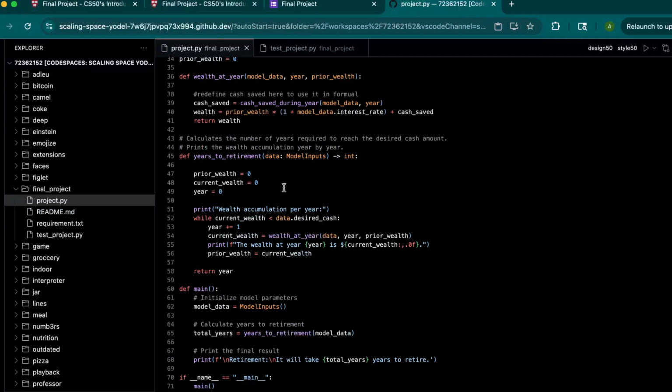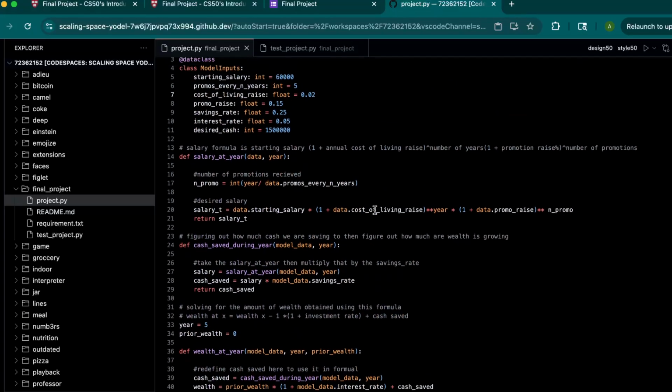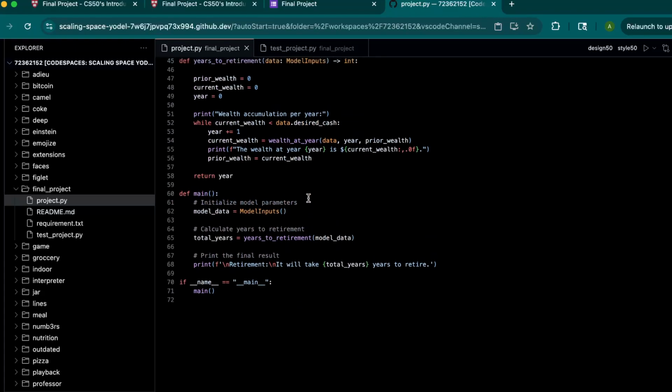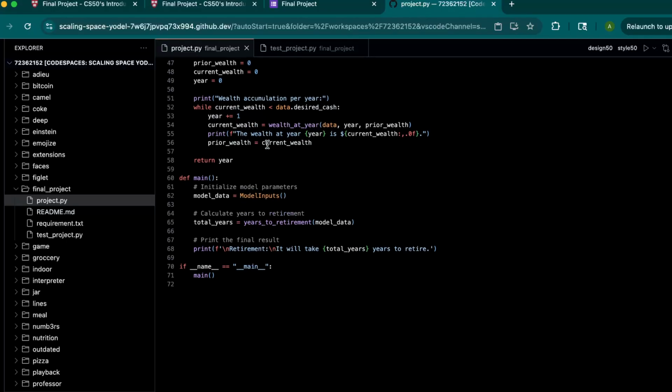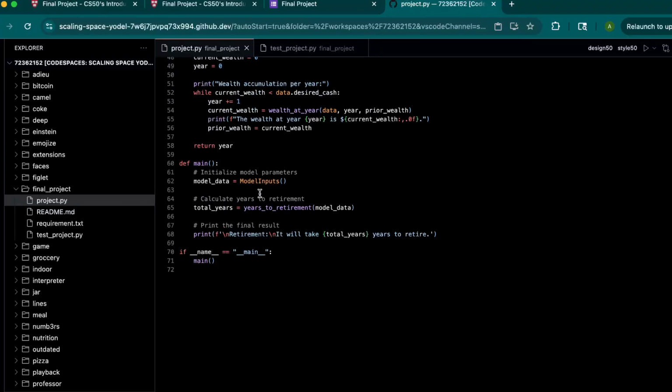So that's where we put everything at 0, and what we do here is we use a while loop. So we keep on looping, where while current wealth is less than the data of the desired cash, which is what we have up here, we're constantly looping until we get the desired cash. So if we don't have the amount of wealth that we want to retire, then we'll do year plus 1, creating a loop. And then that's where we'll see when our wealth equals the amount that we want to retire. And then in main we have that process working out.